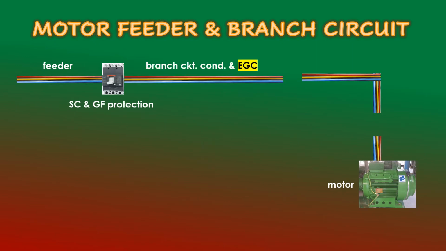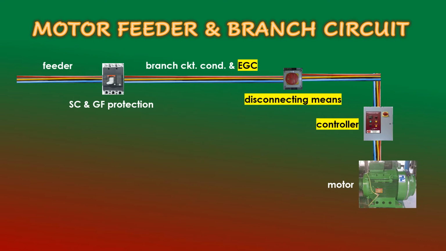So let us review our motor feeder and branch circuit. We have the motor, feeder conductors, short circuit and ground fault protection, branch circuit conductors, and equipment grounding conductor. Here we will determine the disconnecting means, equipment grounding conductor, and controller. The overload protection device will follow.